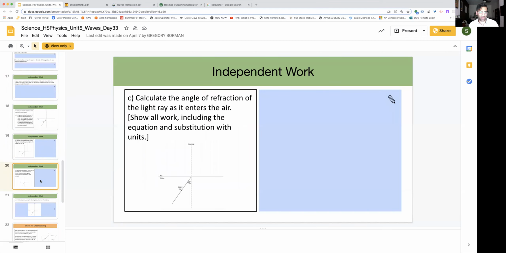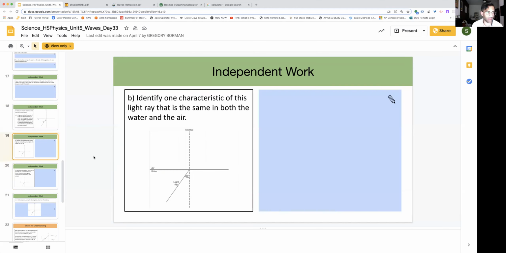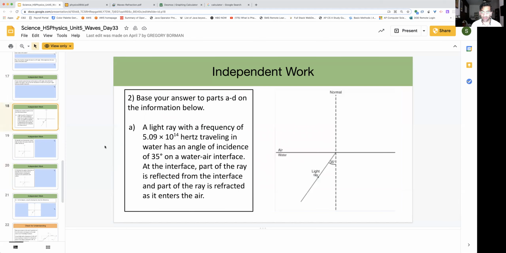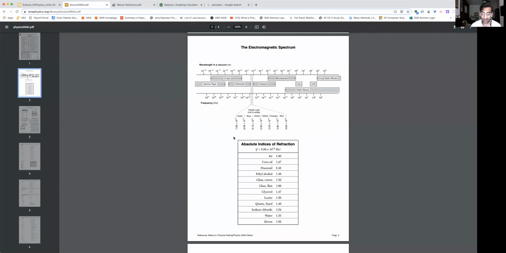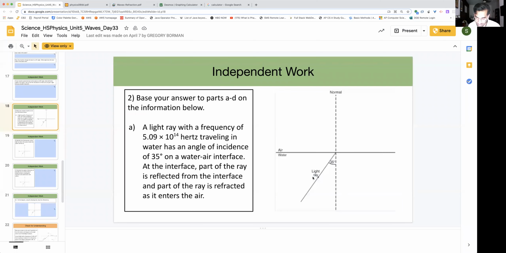We have to calculate the angle of refraction of the light ray as it enters the air. I'm just going to go back here so we have the information. We know it's light. We know that it's traveling in water. So I have to use my reference table and find the index of refraction for water. And here I've got it. It is 1.33. So I'm going to clear that and go back to this. Sorry, I keep switching slides. So I know that my n1 is 1.33.